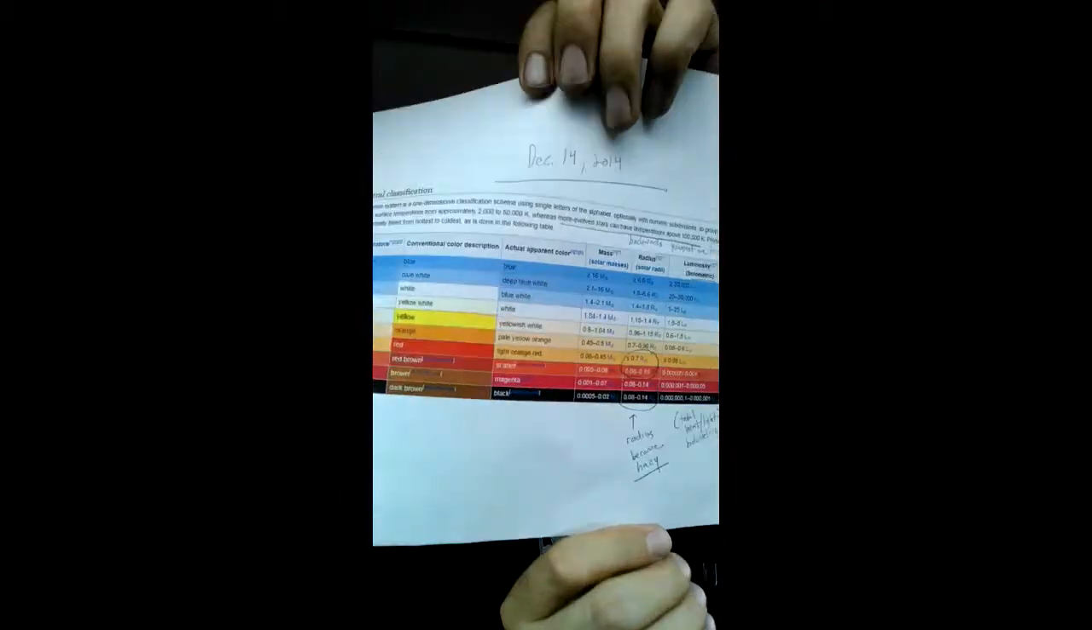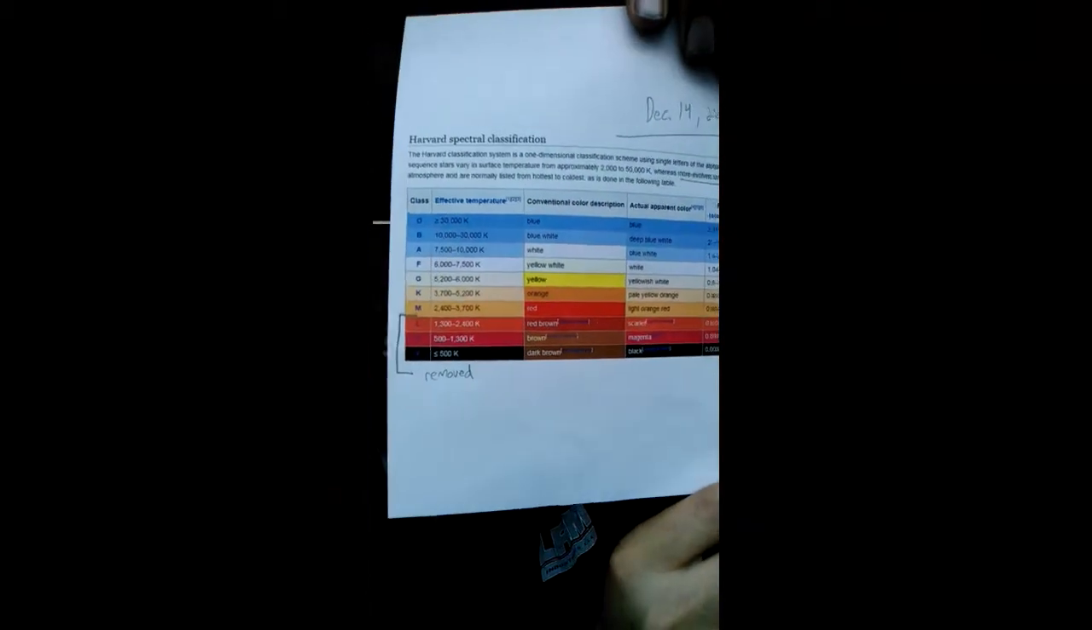Unfortunately, the establishment, they screw the pooch multiple times. December 14th, 2014, you can find this edit on the Wikipedia page on the Harvard Spectral classification of stars, which essentially is called stellar classification. This part right here was removed. The three bottom lines. The L, T, and Y dwarf stars.